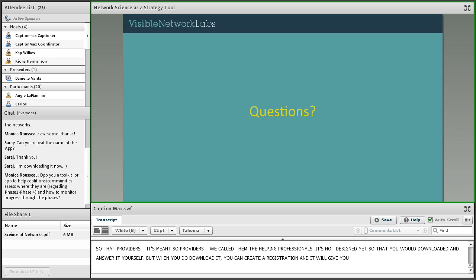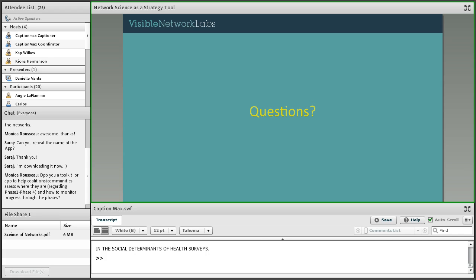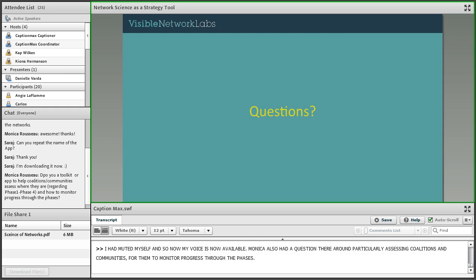So that you all do understand, it is designed so that a provider, we call them the helping professionals, administers it to a group of patients or people. It's not designed yet so that you would download it and answer it yourself. But if you do download it, you can create a registration, and it'll give you some sample spots, and you can load in your name or other people's names and pick what's loaded in as a social determinants of health survey.